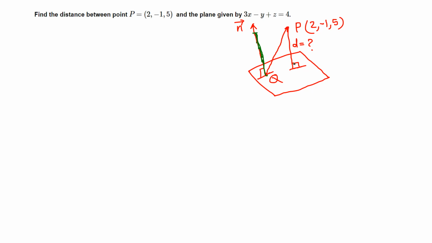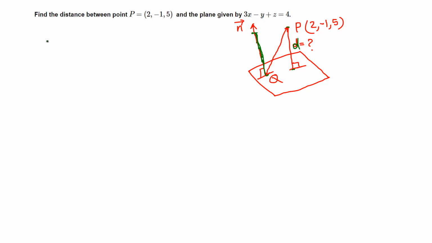And to find this distance d from here to here, we take this vector qp and project onto this normal vector and find the magnitude of this projection, which is same as scalar projection, positive value. So here to here, that will be the scalar projection, and this height or this length will be same as this distance. Okay, so first we need to find a point on the plane and normal vector.